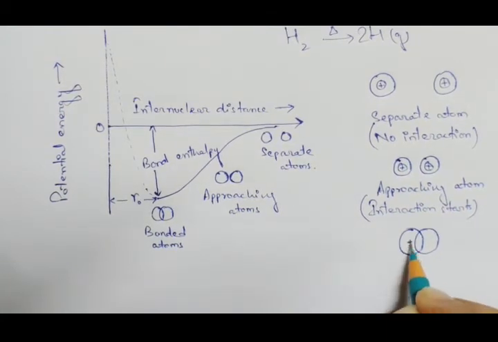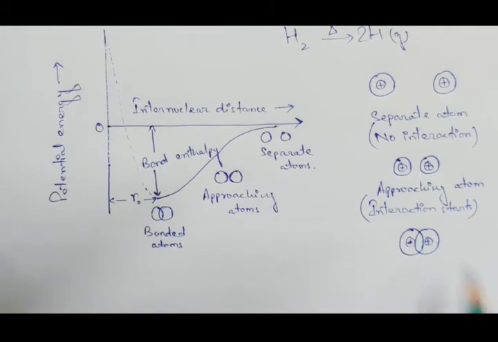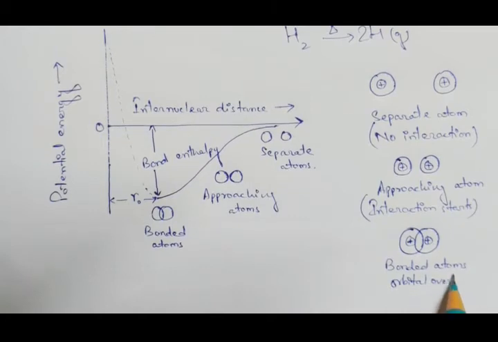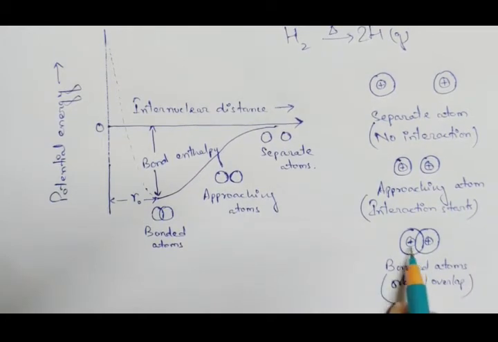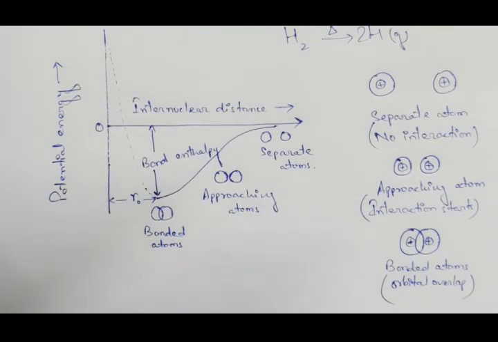Here they have their separate nuclei, but this is the maximum distance to which they can approach, meaning this is the distance they have to maintain. So this is the bonded condition, these are the bonded atoms, and this is the orbital overlap. Two s orbitals have been overlapped here. This is the atomic orbital. Clear? The overlapping of the atomic orbitals.